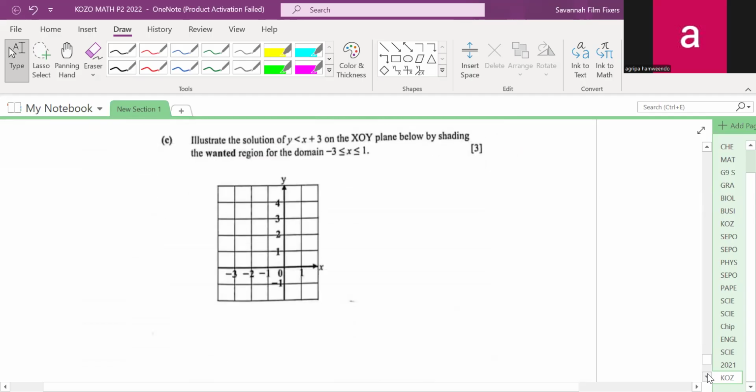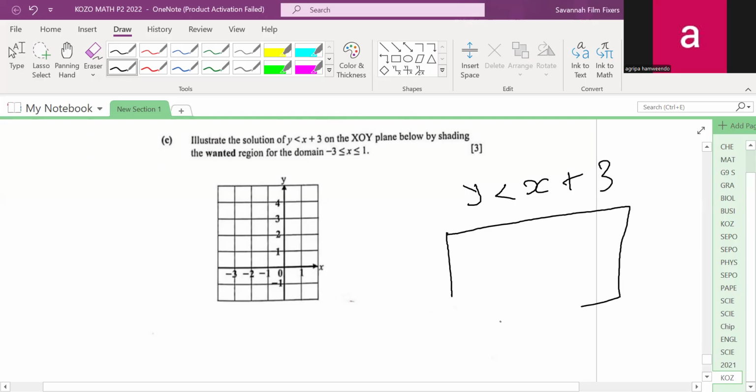Then illustrate the solution on the XY plane by shading the unwanted region for this domain. So we first have to plot the line y is less than x plus 3. How would we plot this? We first need to identify that it's a line. So to plot this line, we have to know where it's cutting the x-axis, and we also have to know where it's cutting the y-axis.